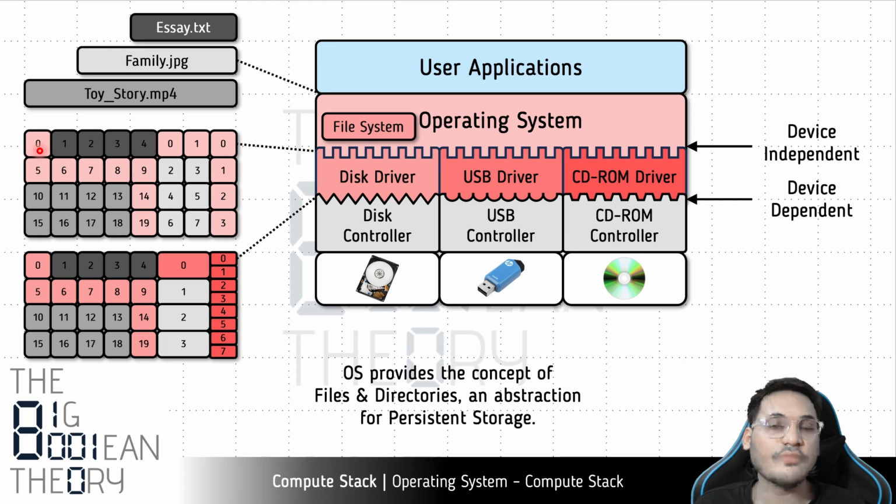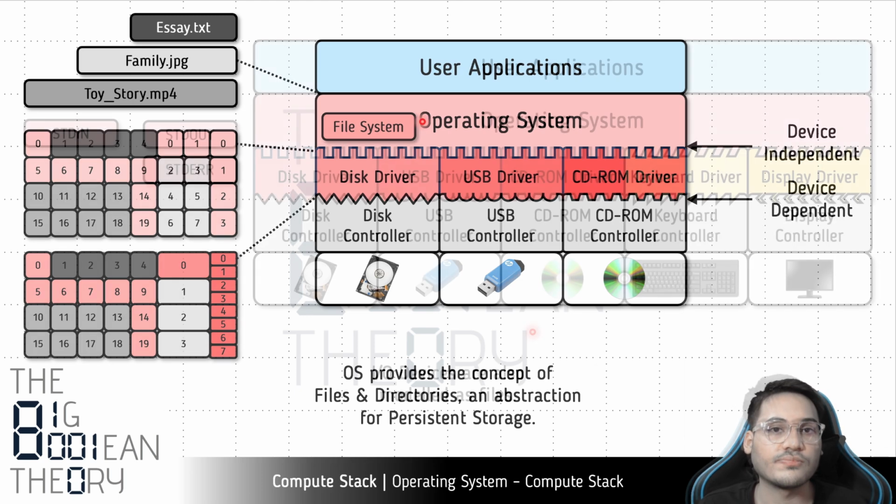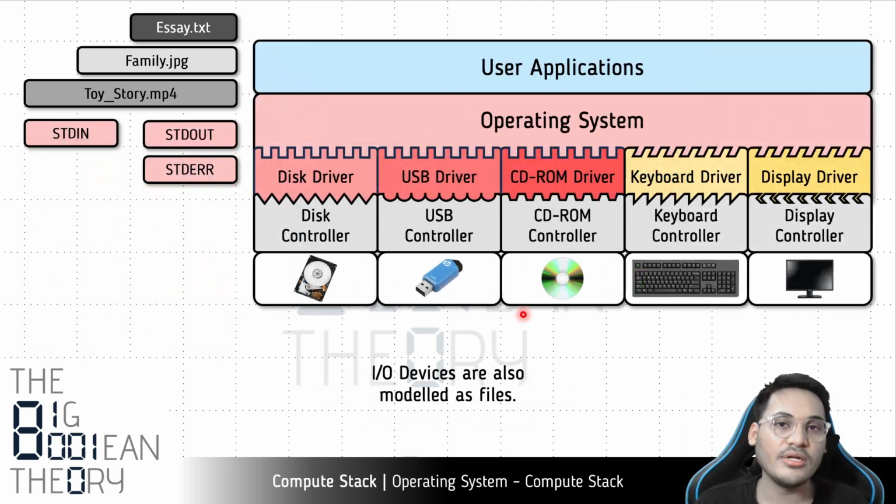So using this abstraction of files and directories, you see how the operating system has made using these storage devices much simpler. So not only do we need device drivers, we also need the abstraction of the file over these drivers to make the storage devices easy to use. So the next point is that files are not only used to store data on these storage devices, they are also used to model all other IO devices. So all other IO devices are represented by special files.